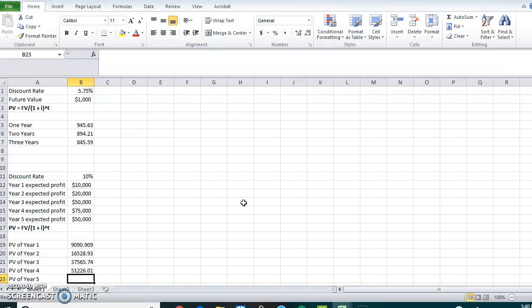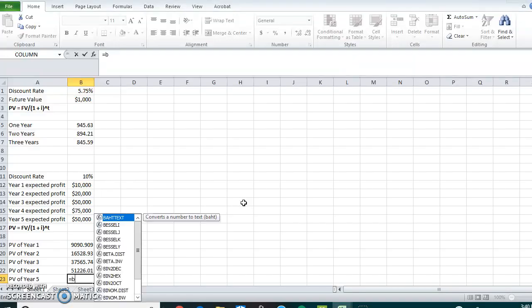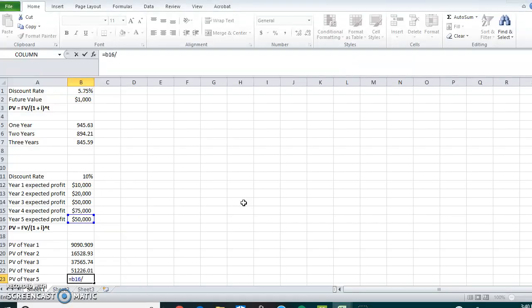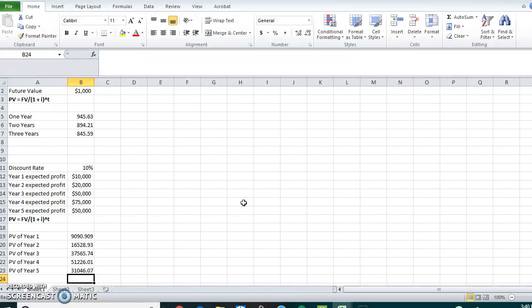Last one is present value of year 5. We do it exactly the same way. So it's equal sign. Year 5 is 50,000, or B16 divided by 1 plus our discount rate, which is B11. Close our parentheses. We're going to make it to the power of the number of years, which is 5. And then we hit enter.